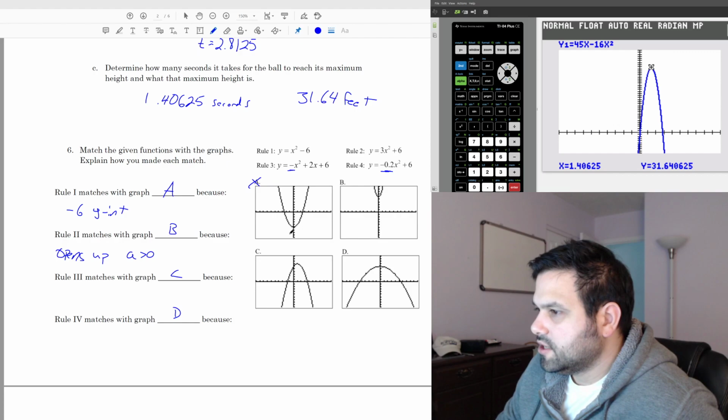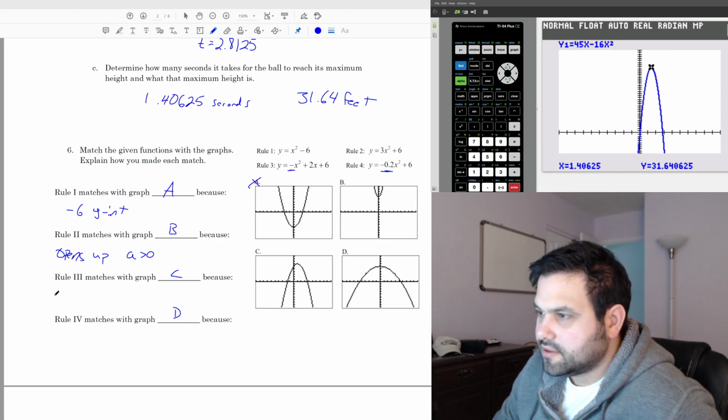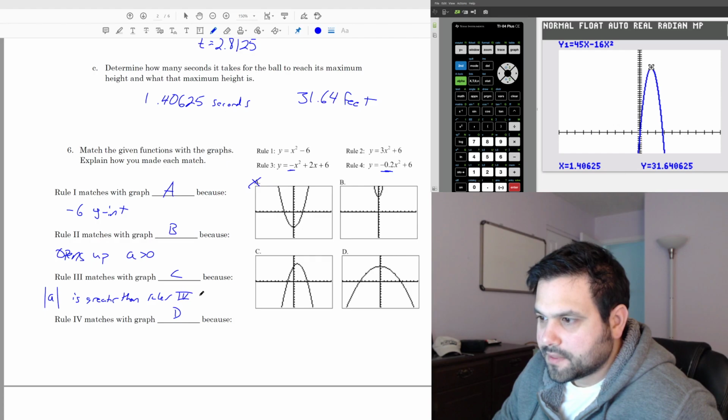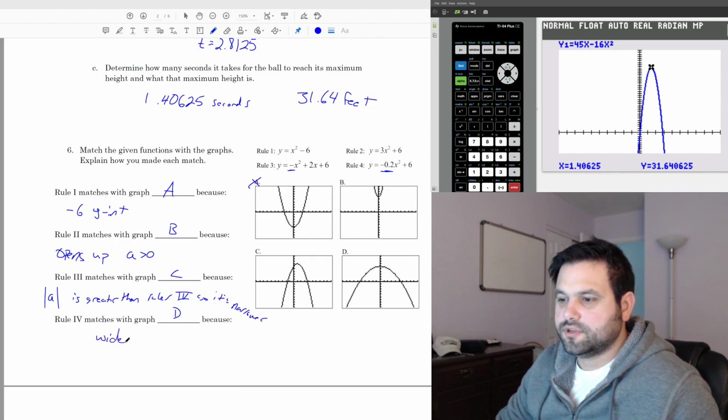And how did we know that? Because it's narrower. The absolute value of the a value is greater than rule 4, so it's narrower. Which means this one's wider.